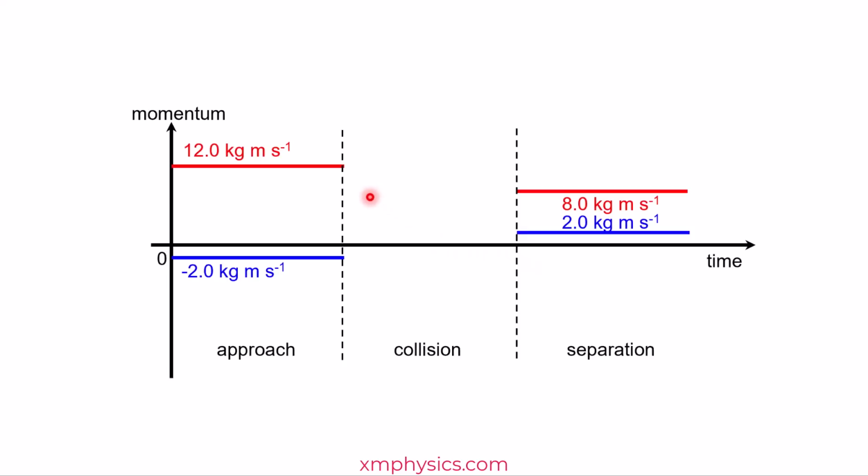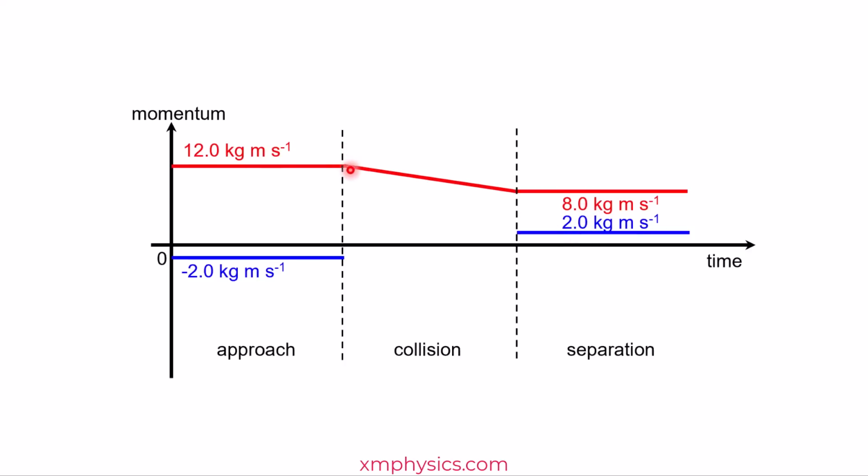So again, I've plotted the momentum against time graph. So these are the momentum of the two balls before the collision, and these are the momentum of the two balls after the collision. Of course, if you add these two numbers up, they give you the same number because the total momentum must be conserved.